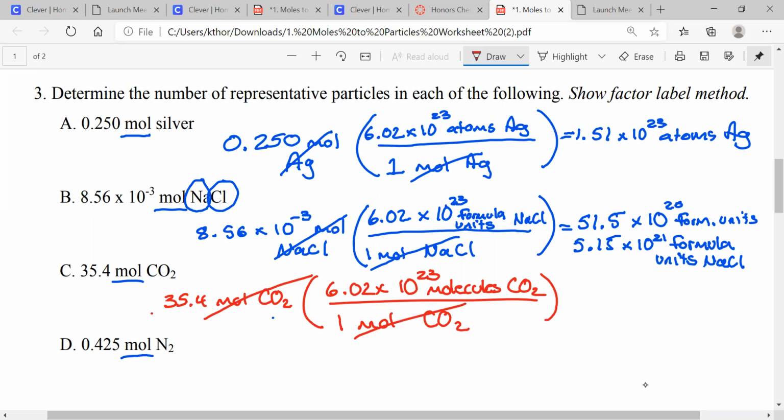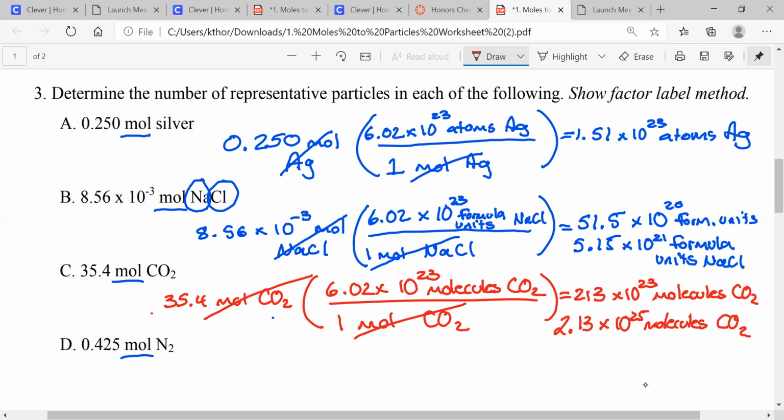35.4 times 6.02. I have 213 times 10 to the 23rd molecules of CO2. Now, your number is not exactly scientific notation, so we need to shift the decimal 2 to the left. So it's going to be 2.13 times 10 to the 25th molecules of CO2.